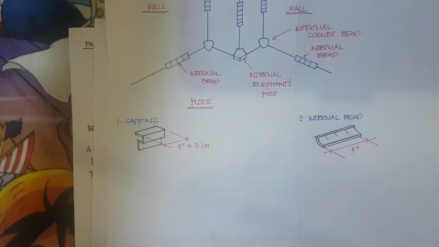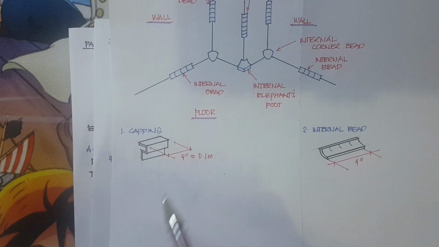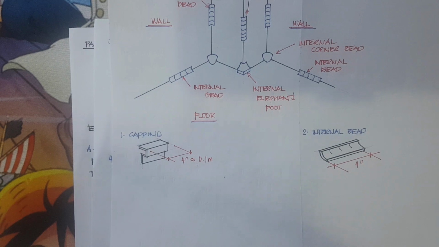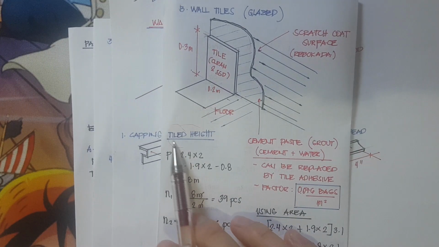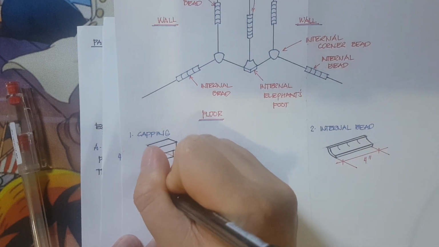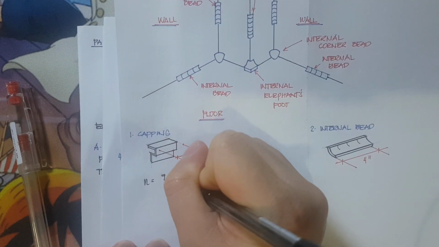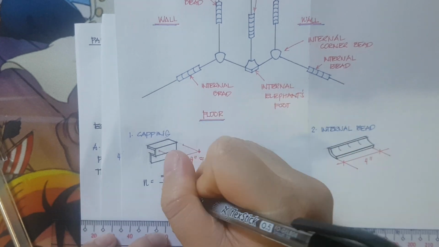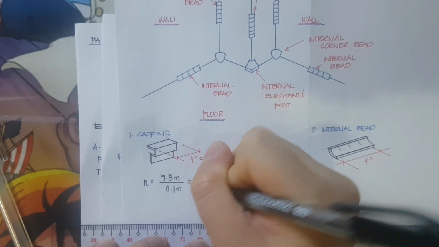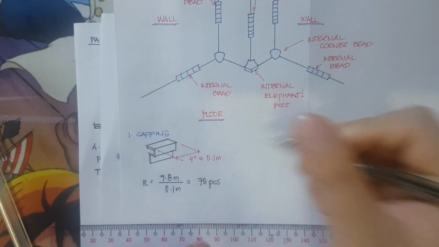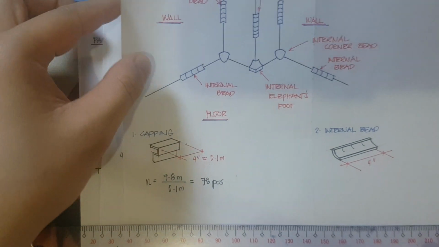We start with capping. The commercially available size of capping is 4 inches, or equivalent to 0.1 meter. Now, we are going to use the tiled height, which has a perimeter of 7.8 meters. So for the number of capping, N is equivalent to 7.8 meters divided by the length of capping, which is 0.1 meter. That is equivalent to 78 pieces.